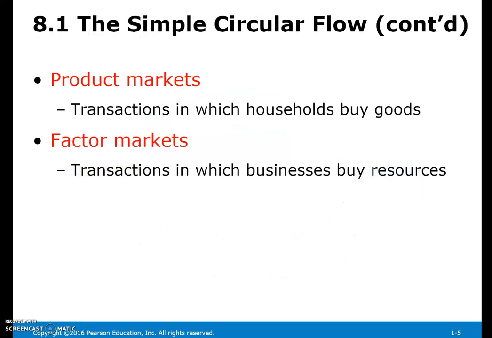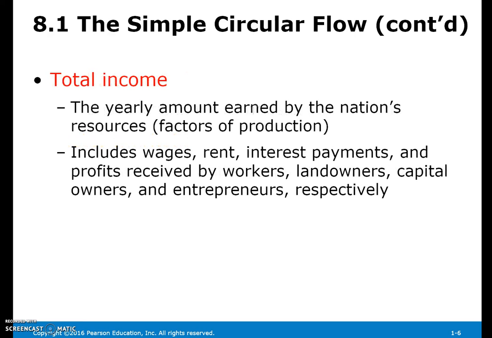So in that previous slide, we had different types of markets. We had product markets, which are transactions in which households buy goods, and factor markets, which are transactions in which businesses buy resources that they turn into production. And there is total income involved here, which is the yearly amount earned by the nation's resources, right? All the factors of production. This includes wages, rent, interest payments, profits received by workers, landowners, capital owners, entrepreneurs.